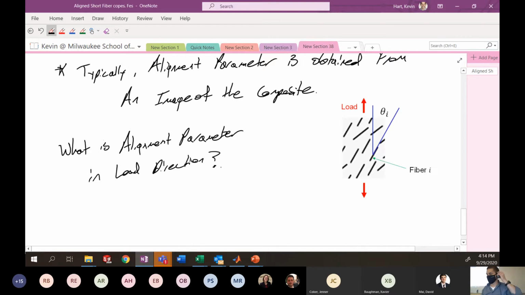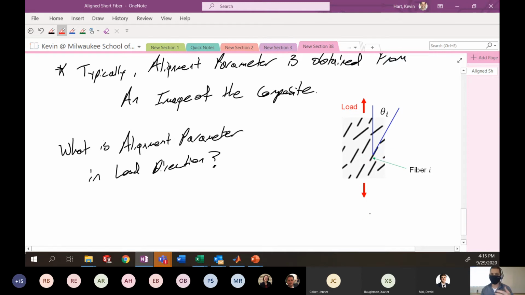Okay, that's maybe what you want to know. Well, you could think of an alignment of each individual fiber by defining the angle that that fiber makes with the load direction. You sort of see this here with this particular fiber. Let's look at this one particular fiber here. You see generally the load is kind of in this direction.